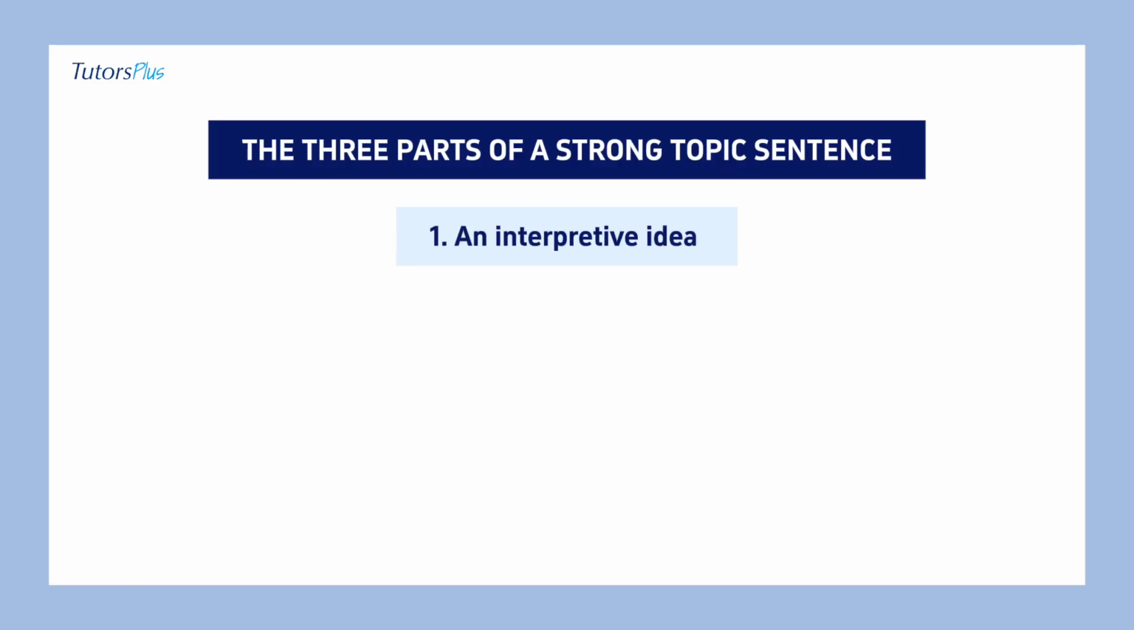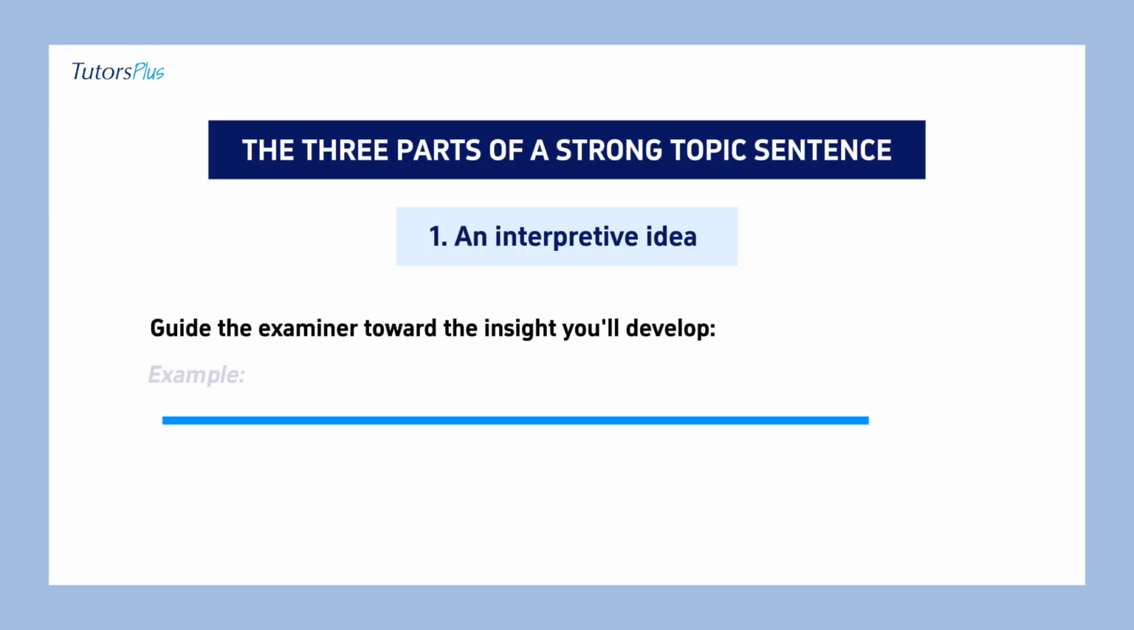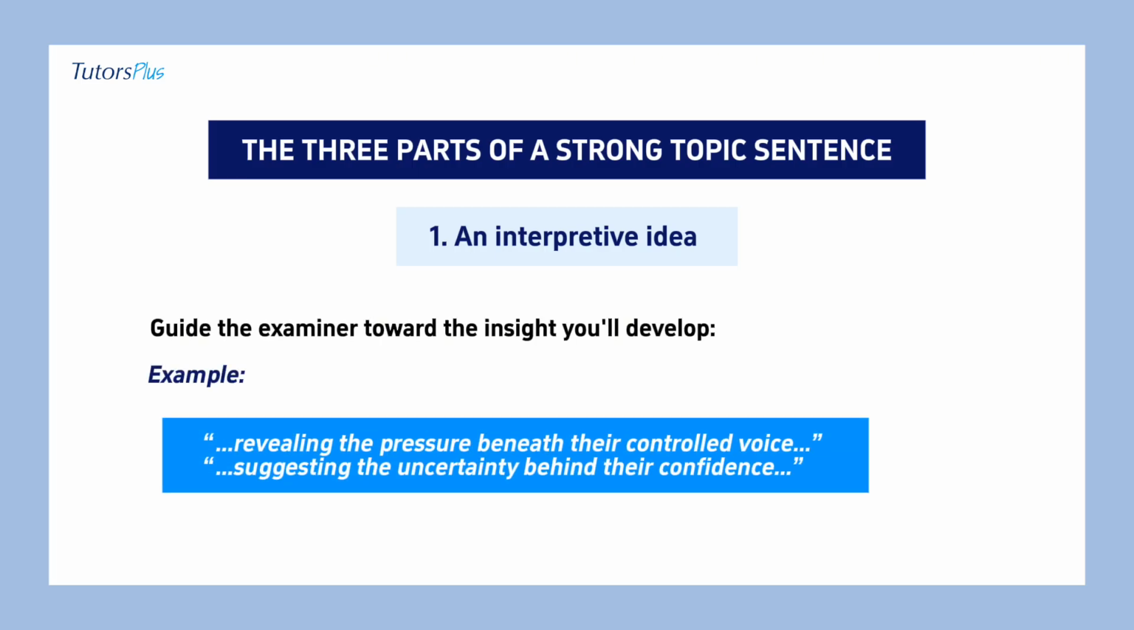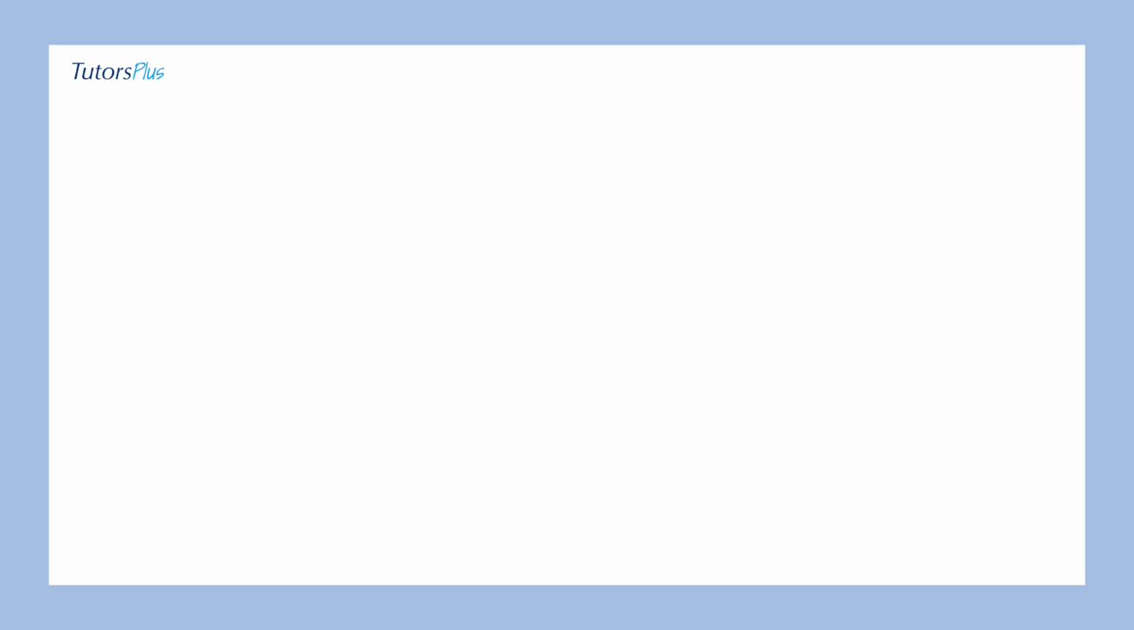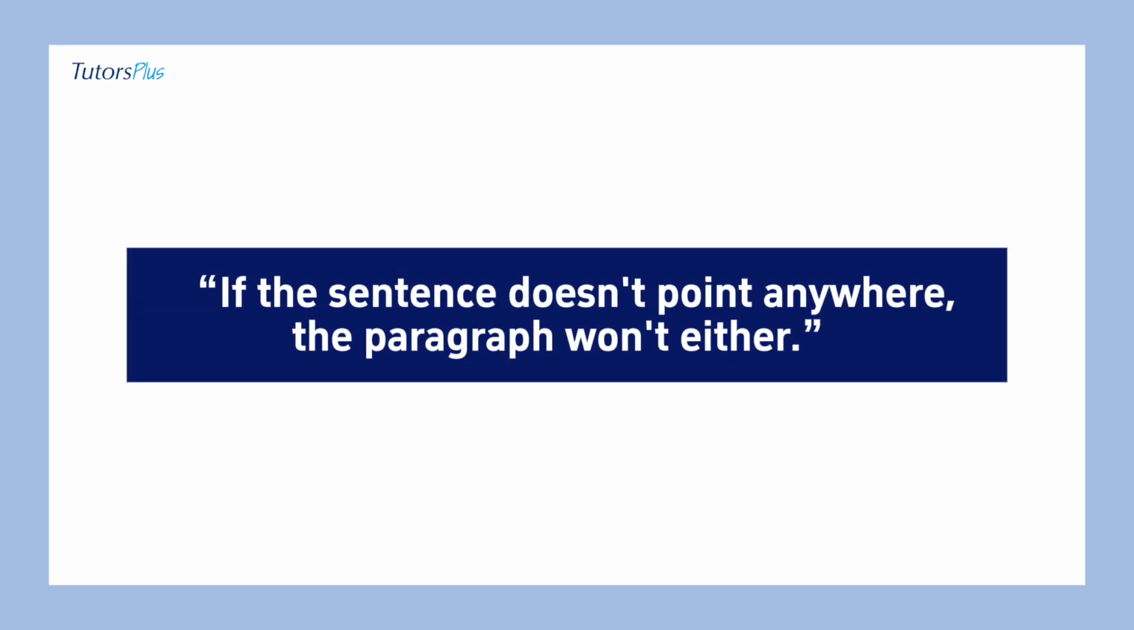And then lastly, we need a direction of significance. You need to guide the examiner towards the insight that you will develop, such as revealing the pressure beneath their controlled voice, or suggesting the uncertainty behind their confidence. You see how it takes direction and how the paragraph really moves. If the sentence doesn't point anywhere, then the paragraph won't either. So now let's see how this structure works inside an actual Paper 1 paragraph.